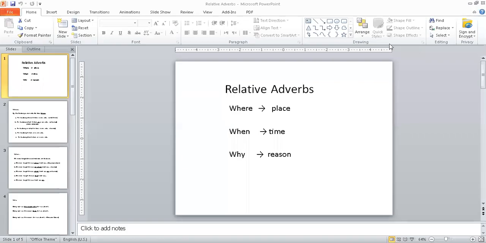صباح الخير أعزائي الطلبة. Back again with part 3 of relative clauses. Today we are going to study the relative adverbs where, when, and why. Let's start with where.